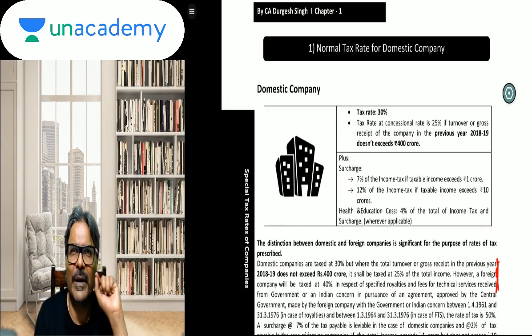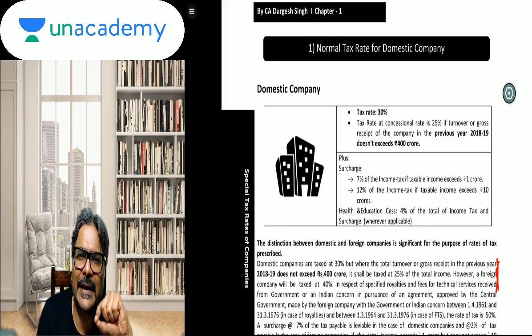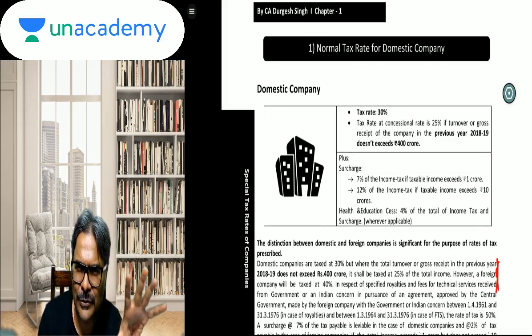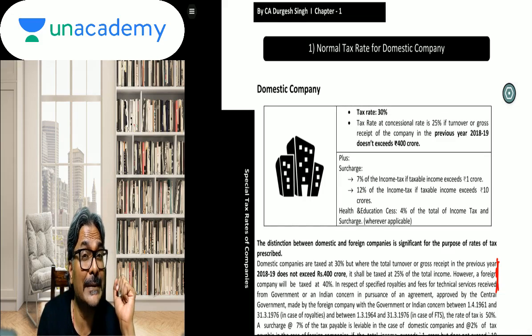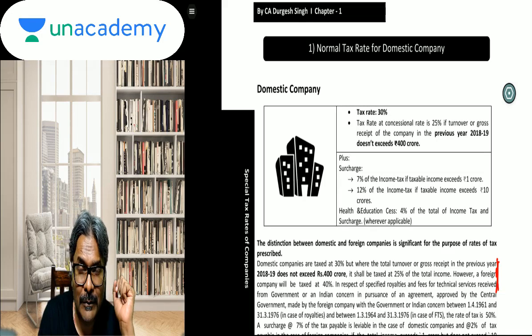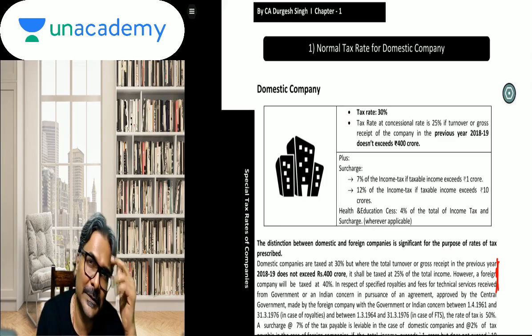Now there is one very important concept, students. The normal tax rate that we all know is 30%. That is what is generally understood by students. However, here there is one more normal tax rate for a domestic company, which is an SME company. What is the full form of SME? Perfect, small and medium enterprises. So for an SME company, students, the base rate is 25%.